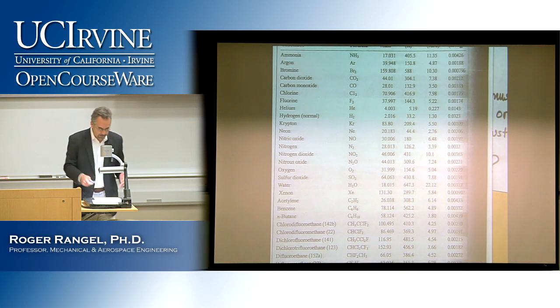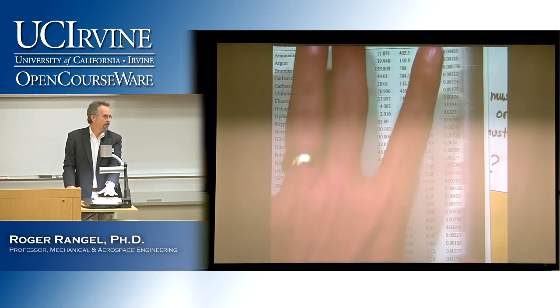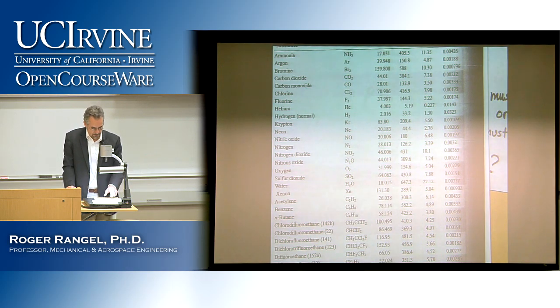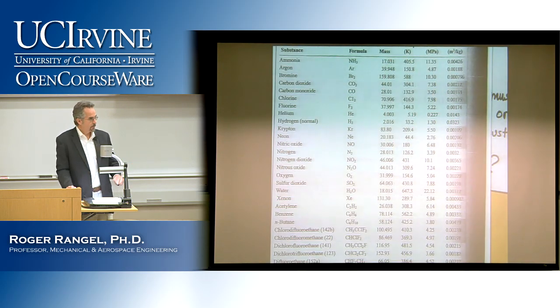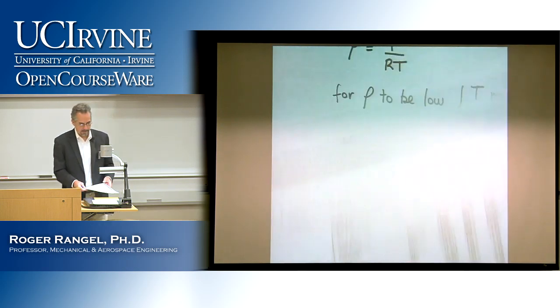So if you're dealing with any other substance, this is the table that you would have to check, because you're going to compare your temperature and your pressure with the temperature and pressure of the critical point for that substance. And that determines whether you can use the ideal gas law.